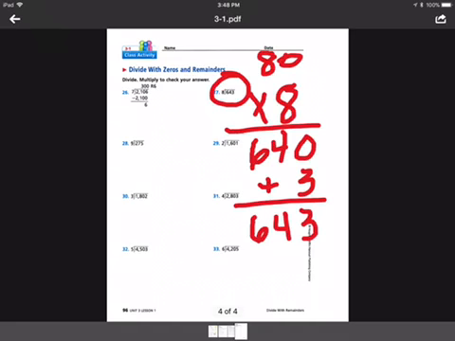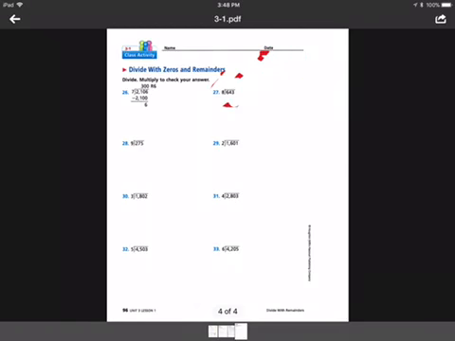So I would like for you to do the division for each problem on page 96, and then also make sure that you check your answers with multiplication. After you multiply, make sure that you add the remainder to the answer.